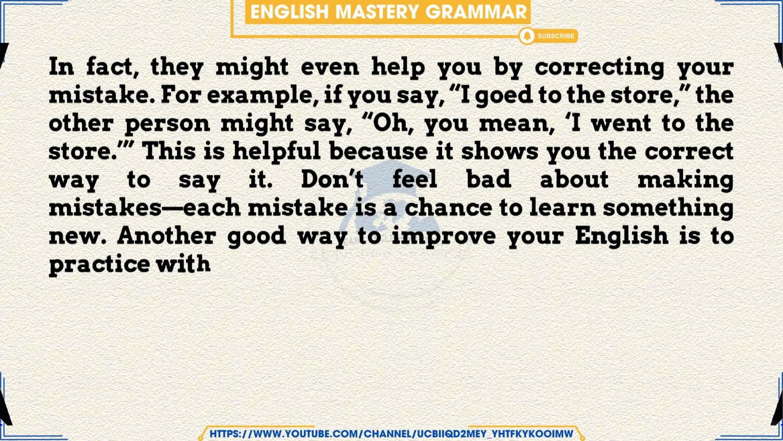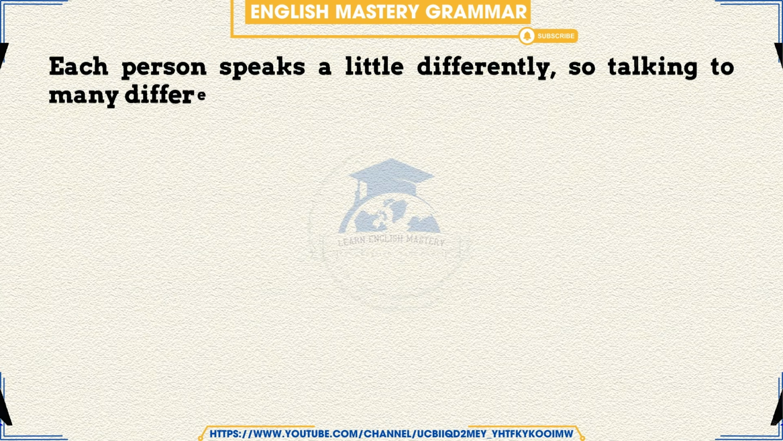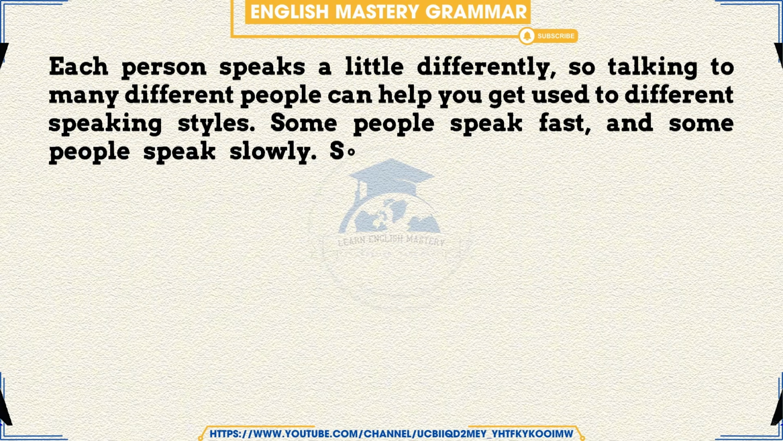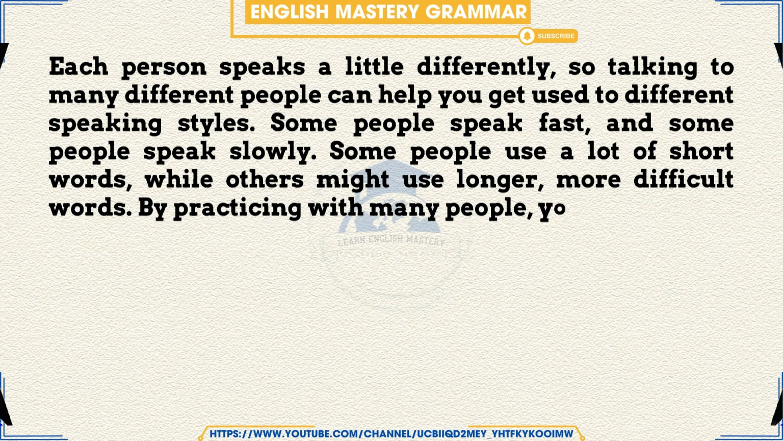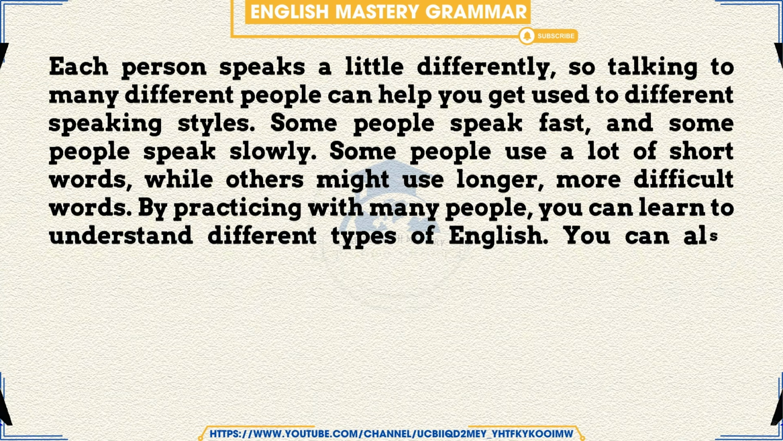Another good way to improve your English is to practice with different people. Each person speaks a little differently, so talking to many different people can help you get used to different speaking styles. Some people speak fast, and some people speak slowly. Some people use a lot of short words, while others might use longer, more difficult words. By practicing with many people, you can learn to understand different types of English.